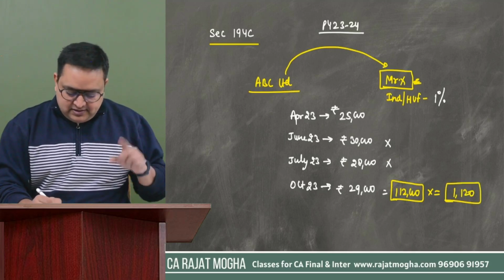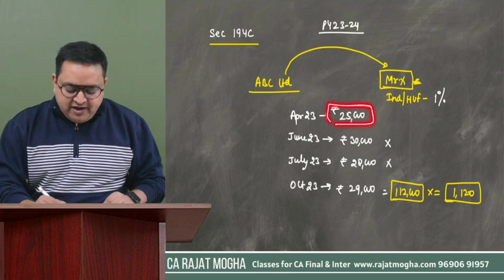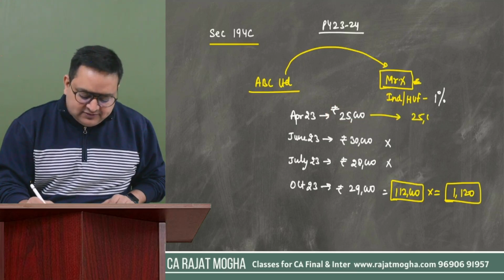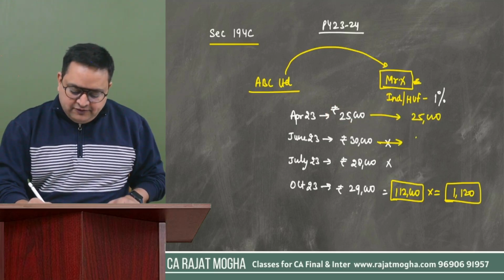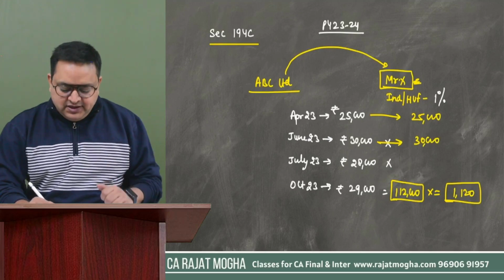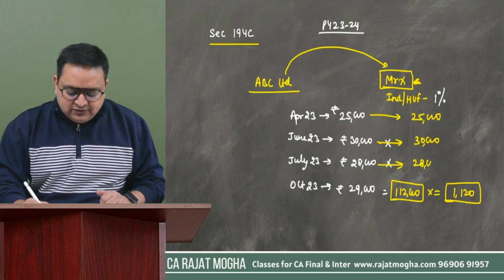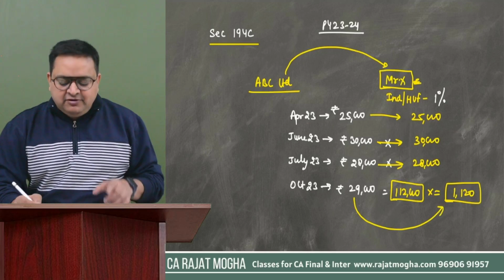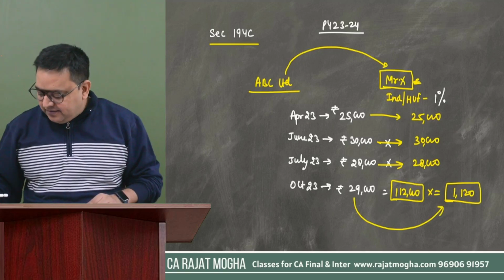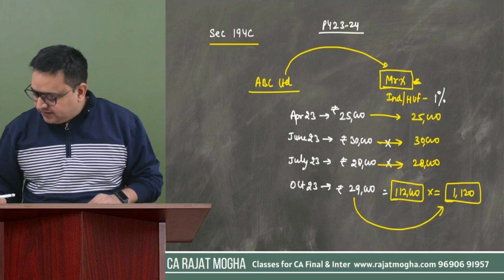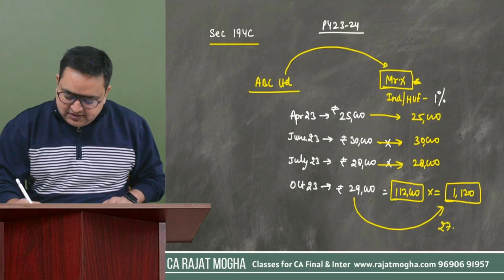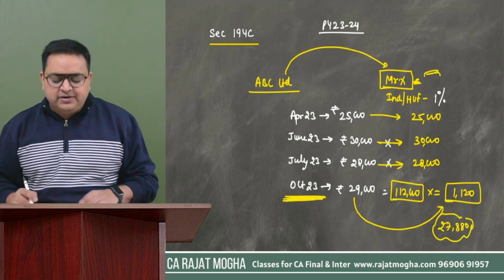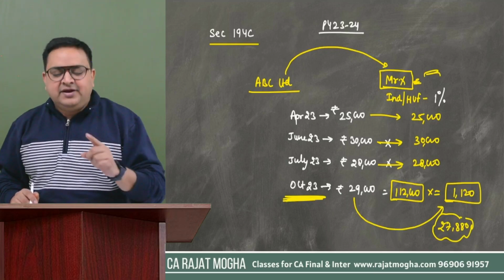So practically, when we made a payment of 25,000, there was no TDS deducted. So we made the payment of 25,000 straight, no deduction. Here also we made the payment of 30,000, there was no deduction. Here also we made the payment of 28,000, there was no TDS. But whenever we pay this 29,000 amount, we will be deducting 1,120 out of it, and the remaining amount, which comes to 27,880, we will be paying to Mr. X here in the month of October 23. Whenever we pay 29,000, we will deduct 1,120.